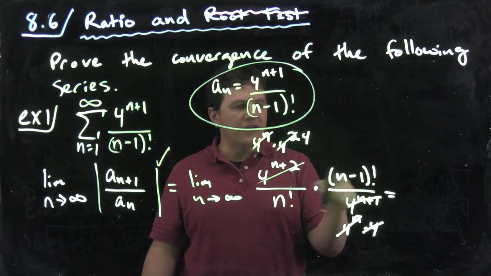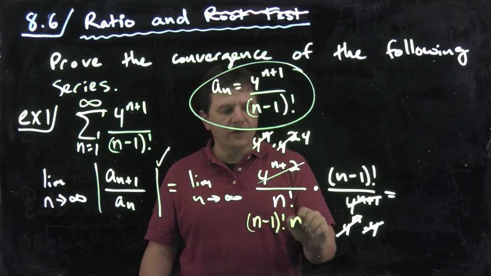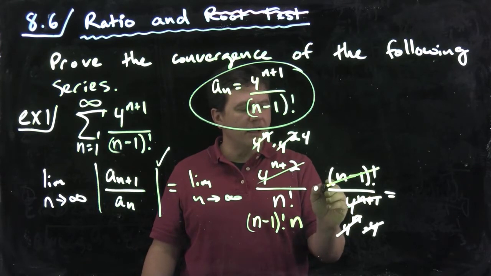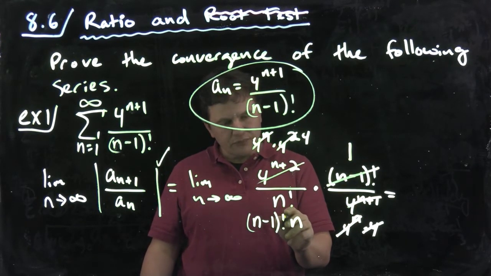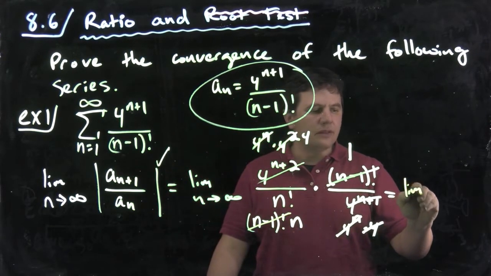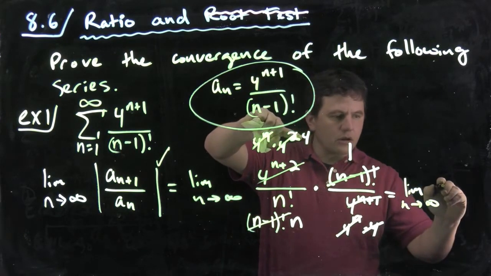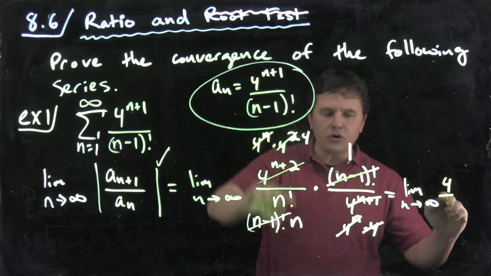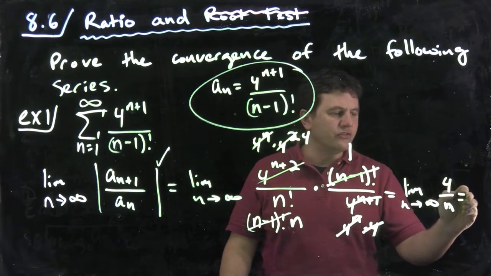Now the factorials, as I showed you before, lesser factorials show up in higher factorials, so I can rewrite this as n minus 1 factorial times n. So the n minus 1 factorial cancels, that's 1. And then this cancels with this, leaving us with n. So what I'm left with is the limit as n goes to infinity of 4 over n. And remember, we're doing a limit as n goes to infinity. 4 over n, that goes to 0.